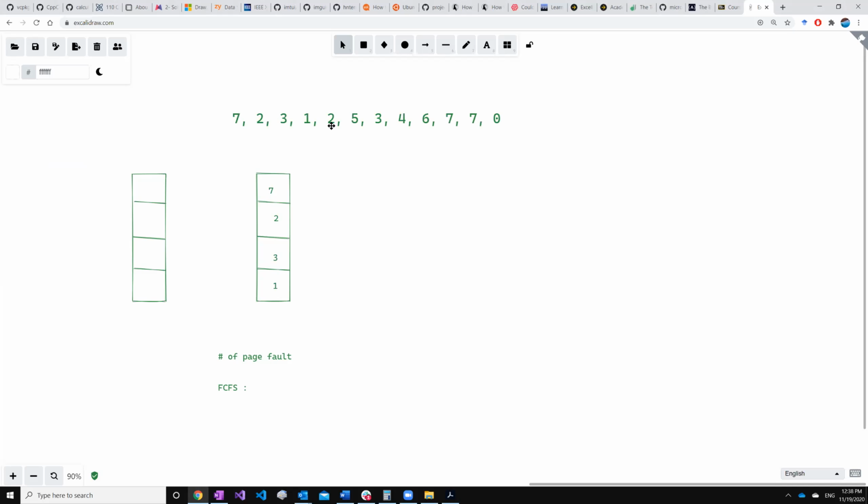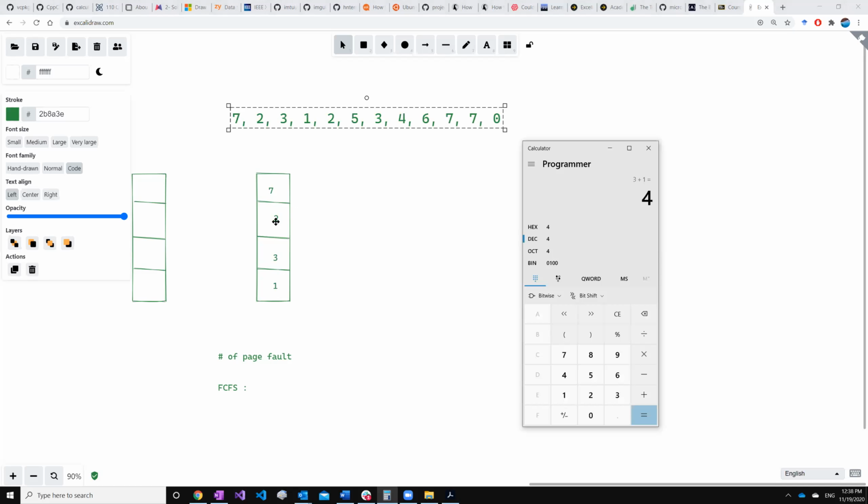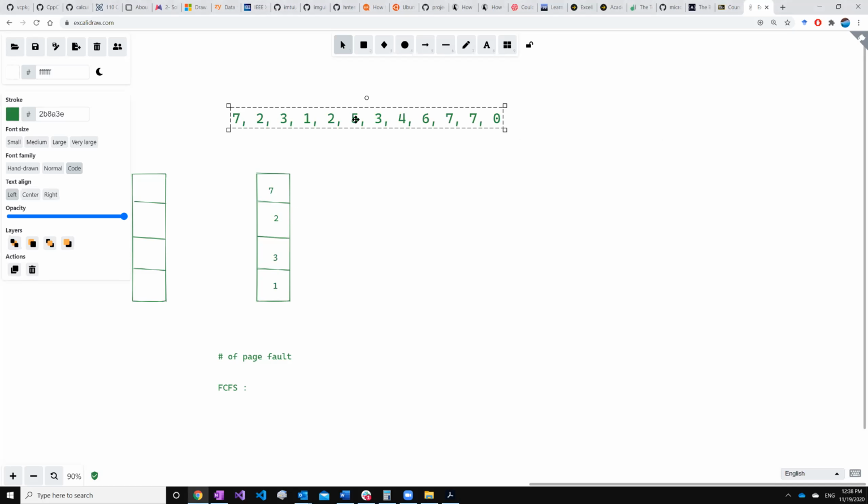Okay, how about the next one? The next one will be 2. And do we need to erase anything and load the 2? No, the 2 is already there. So this is not a page fault. So we still have 4 page faults. Okay, and comparing the next number, guys, I'm done with this 2 here, because this 2 is resolved from the previous 2 in our page table.